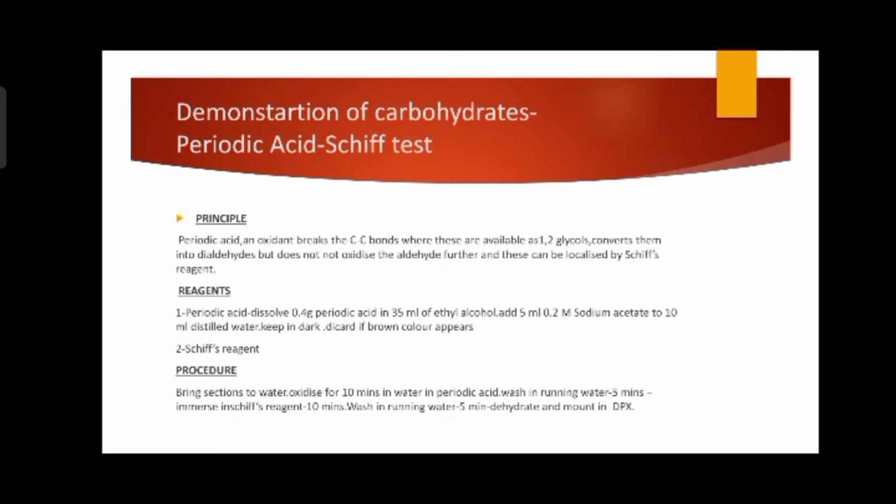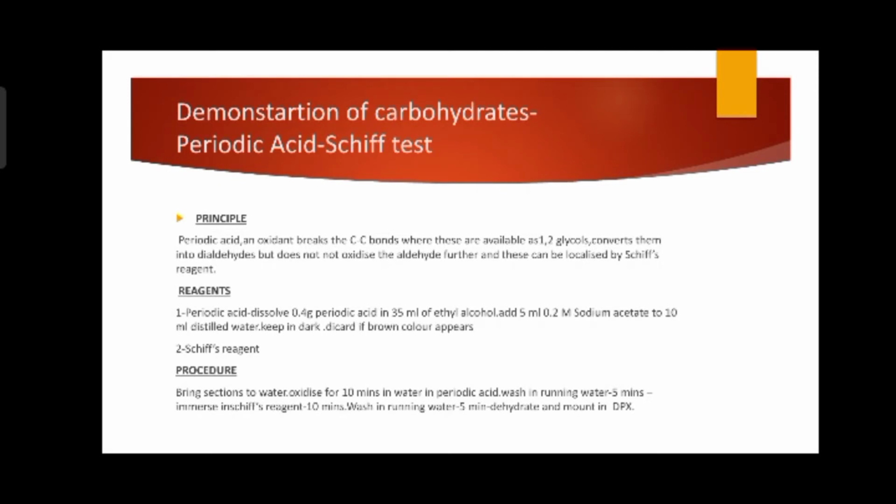And the reagents required for this test are periodic acid and Schiff's reagent. For the preparation of periodic acid, first of all dissolve 0.5 gram of periodic acid in 35 ml of absolute ethyl alcohol and add 0.2 gram sodium acetate and 10 ml of distilled water. Keep the solution in the darkness at 22 degrees Celsius and use it at room temperature. If brown appears, discard the solution. So this is about the preparation of periodic acid.